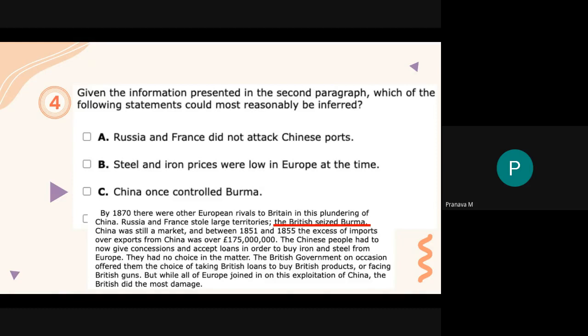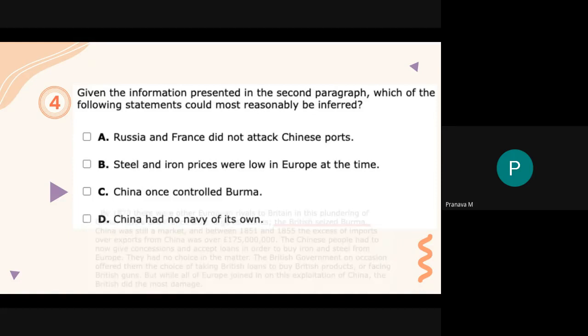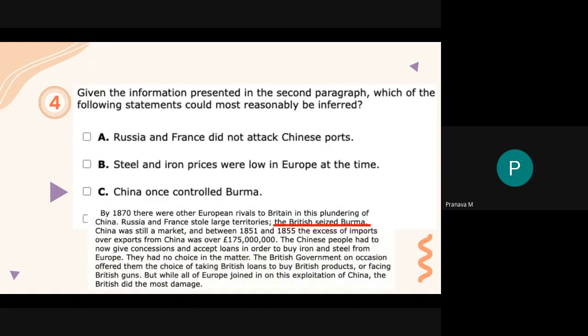and that might seem like a random answer, but you have to pick up on the phrase where it says the British seized Burma. Because Burma is another country, that might seem random in this passage talking about China, but if Burma is a territory of China, then it makes sense that the British annexing their territory would be an exploitation of China in that sense. So that's what you have to pick up on. And then nothing suggests that China doesn't have a navy of their own. It just says in the first paragraph that the British attacked their ports as well. So that's how you go about this one.